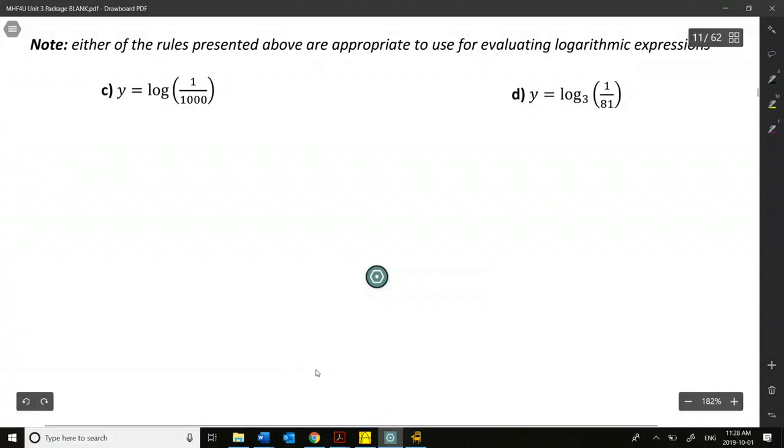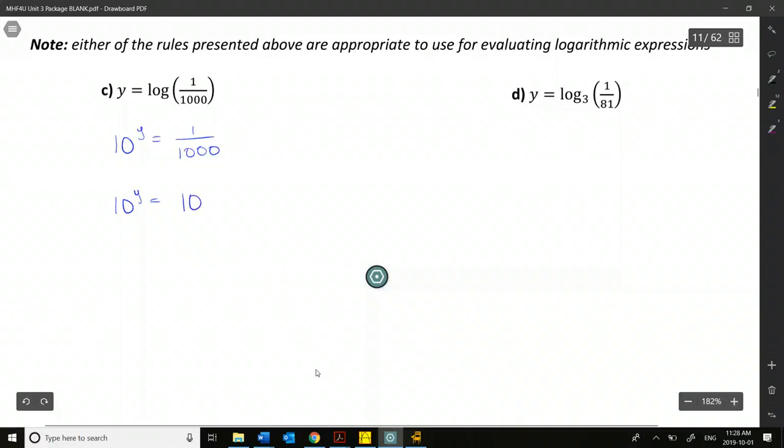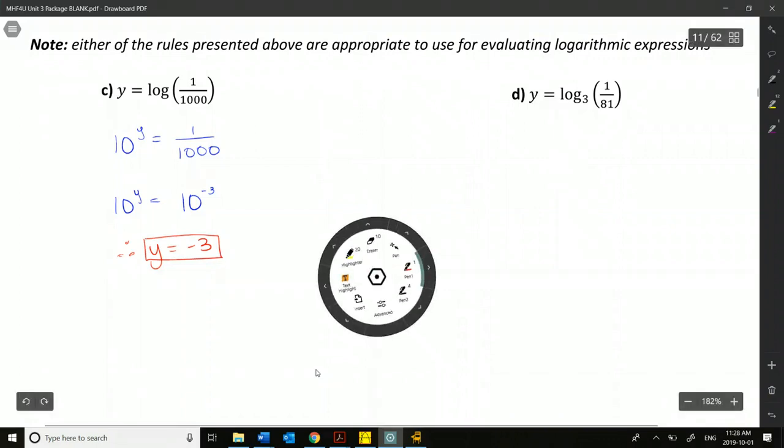So for this one, I'm going to express this in exponential form. 10 to the y equals 1 over 1,000. What I would like to do is represent the value 1 over 1,000 as a base of 10. So 10 raised to what exponent is going to be 1 over 1,000? 10 to -3. Yeah, -3, you guys are right. So therefore, if I have 10 to the y equals 10 to the -3, y must be equal to -3.